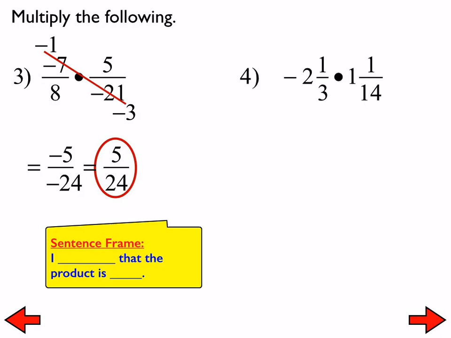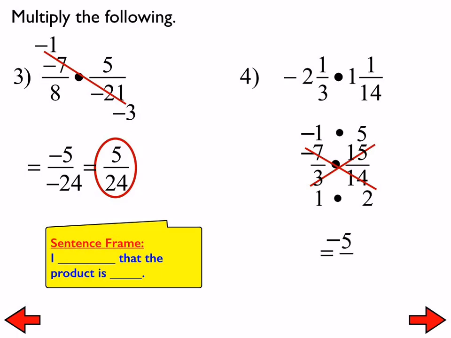Number 4, we'll need to do some converting here to improper fractions first, which gives me this. I can do lots of cross-reducing. 7 goes into negative 7, negative 1 times, and 14 twice. The other direction, 3 goes into 3 once and 15 5 times. And now we multiply straight across, which leaves us with negative 5 over 2, but that is improper. We need to now convert to a mixed number. So I concluded that the product is negative 2 and 1/2.